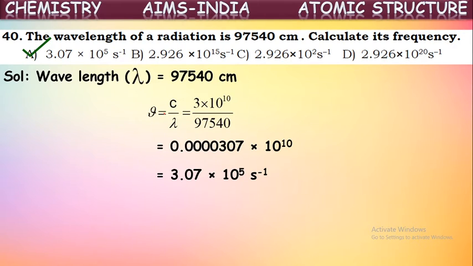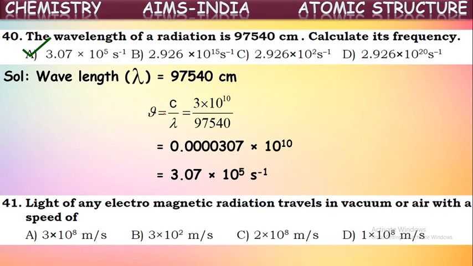Okay, now next question. The light of any electromagnetic radiation travels in vacuum or air with a speed of. So what is the speed of any kind of electromagnetic radiation? All the electromagnetic radiations travel with velocity of light, that is equal to 3 into 10 to the power of 8 meters per second, or 3 into 10 to the power of 10 centimeters per second. Out of this, 3 into 10 to the power of 8 meters per second is given here. That's correct. Next one.